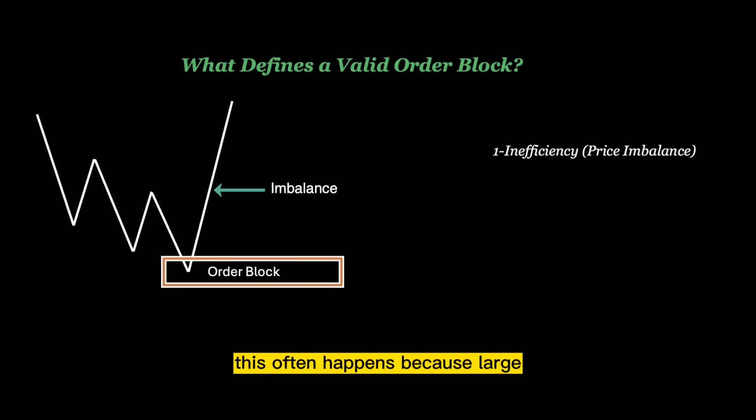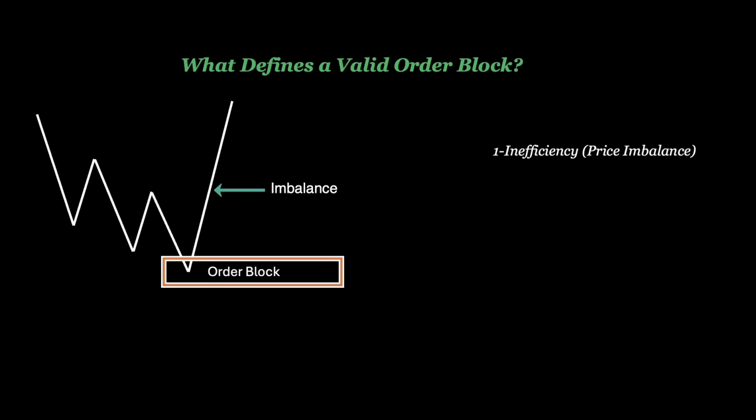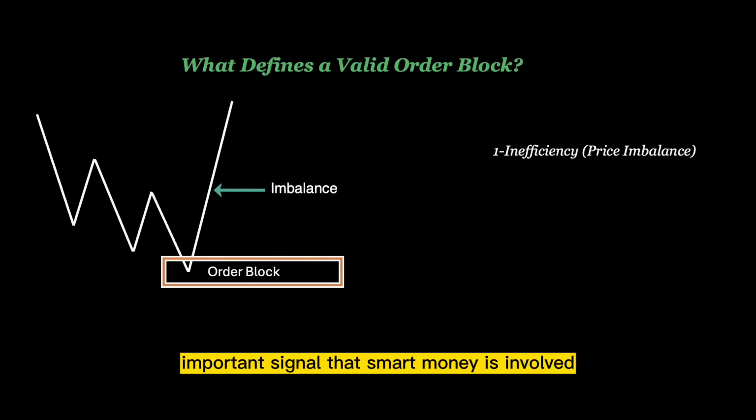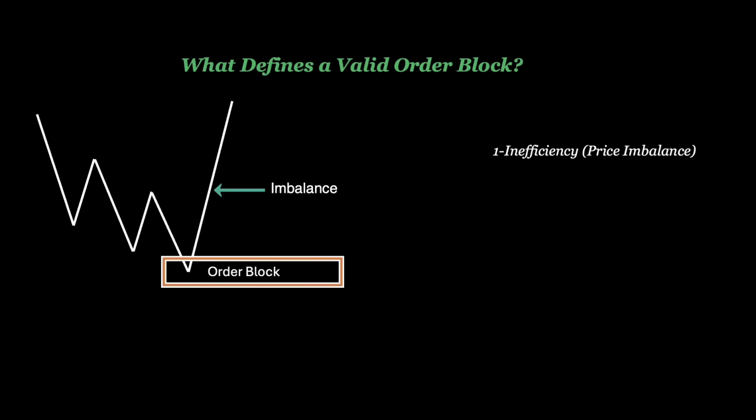This often happens because large institutional orders move the market quickly, creating gaps or unfilled areas in the price action. This imbalance is an important signal that smart money is involved, and the market will likely return to that area to rebalance the price.